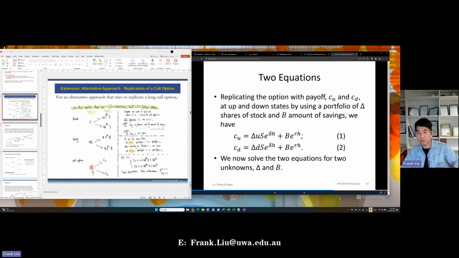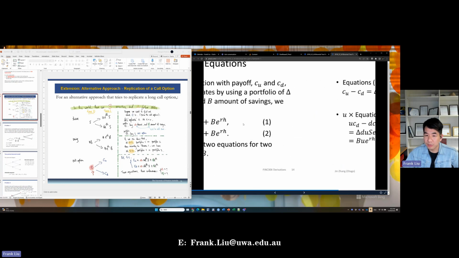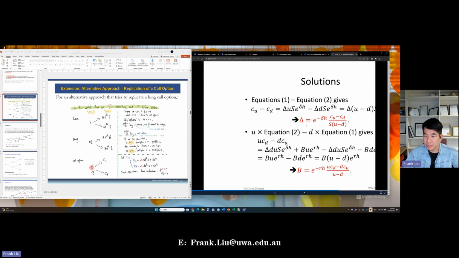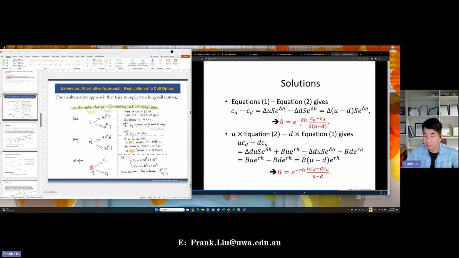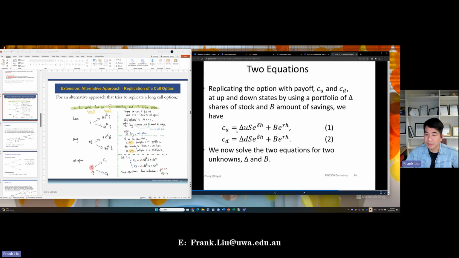So much the same, and if you want to bear with it, it just means that we need to solve it, right? So you can have equation 1 minus equation 2, that gives you CU minus CD, and you get rid of the B times e^(rH) part, right? If equation 1 minus equation 2, that part is gone. So which means you can rearrange it to get delta equals e to the power minus delta H times CU minus CD divided by S times U minus D, right? And then once you find out what delta is, you can substitute it in to work out what B is, right? That's just the second unknown variable.